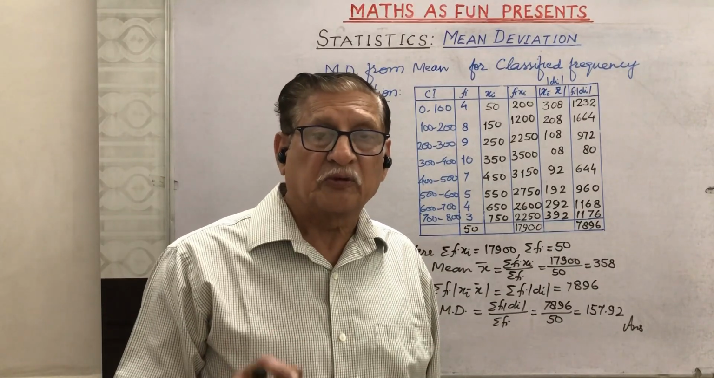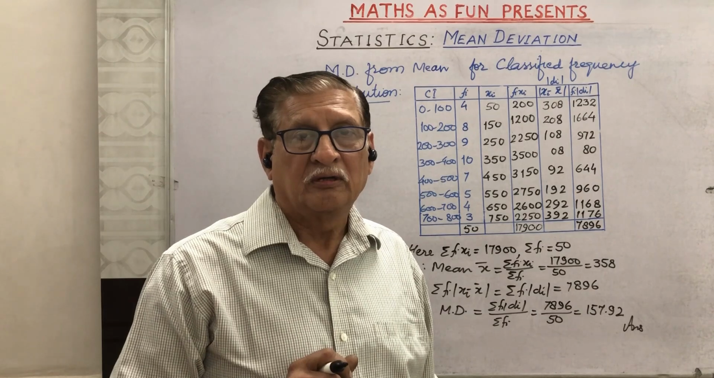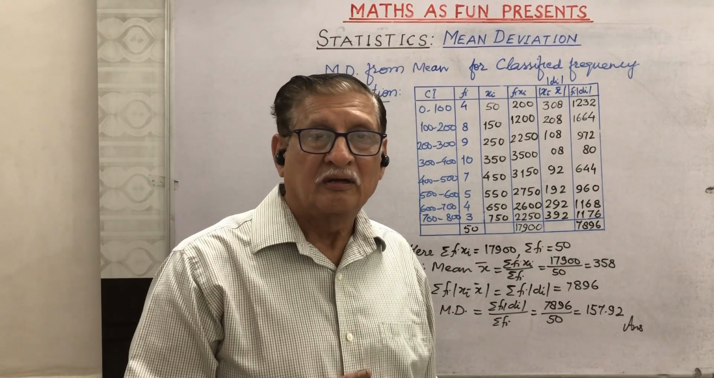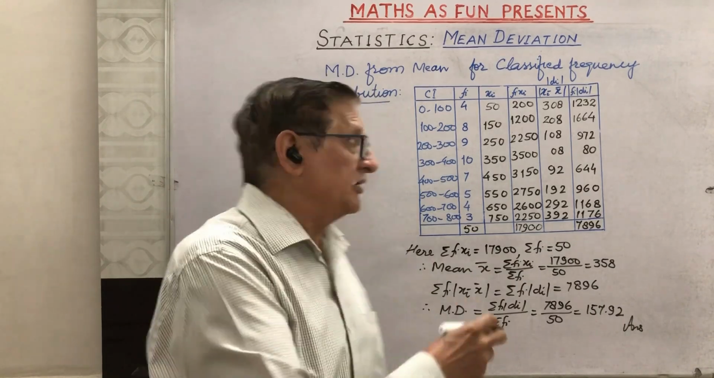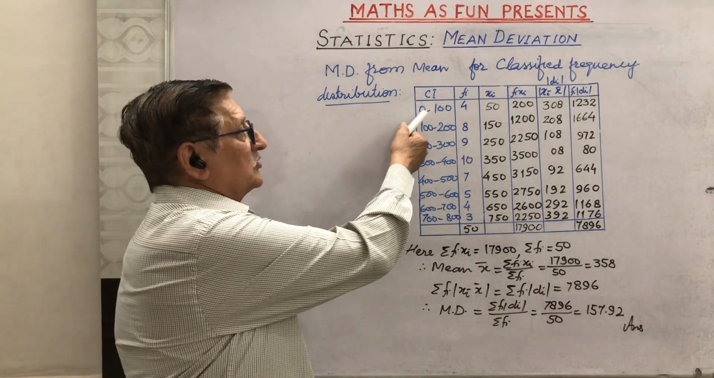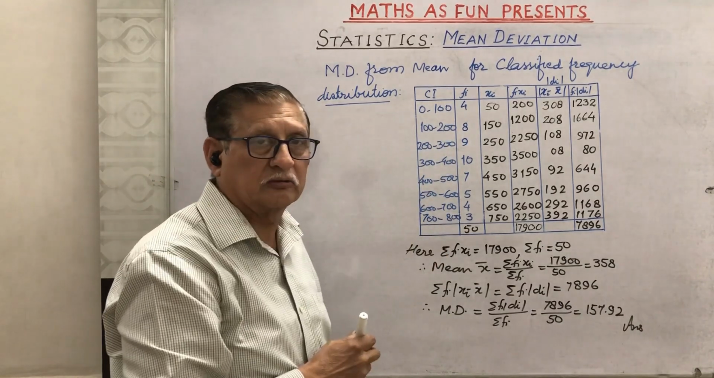Now we discuss one problem to find out the mean deviation from mean for a classified frequency distribution. And here the class intervals have been given from 0 to 100, 100 to 200, and so on, from 700 to 800.